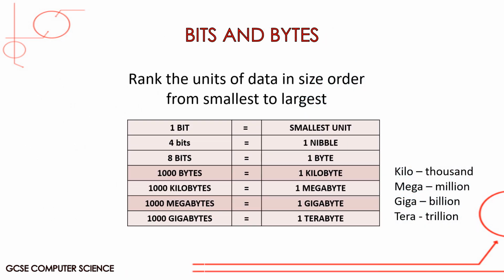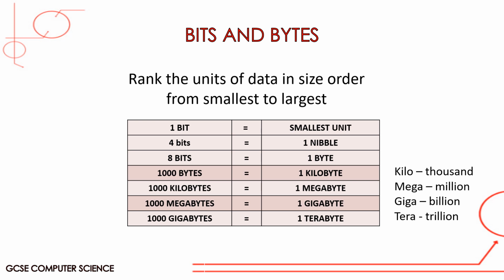It's important that you know the units of data sizes, and how big they are, in smallest to largest. So 1 bit is obviously the smallest unit. A nibble is 4 bits. These are used for hexadecimal units. Then we've got 8 bits is 1 byte.